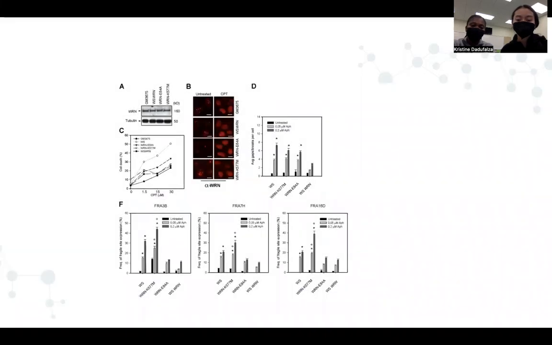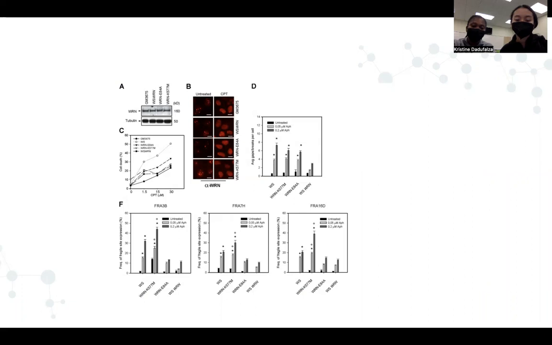Now on this slide, we will be examining the most important figures from the experiment. In figure A, it shows the results of Western blotting. Levels of WRN protein expressed in Werner syndrome cells transfected with wild-type WRN complementary DNA and WRN lacking exonuclease or helicase activity were comparable to that of control cells.